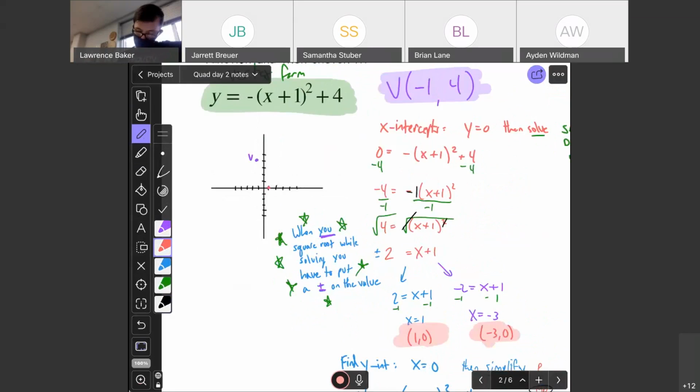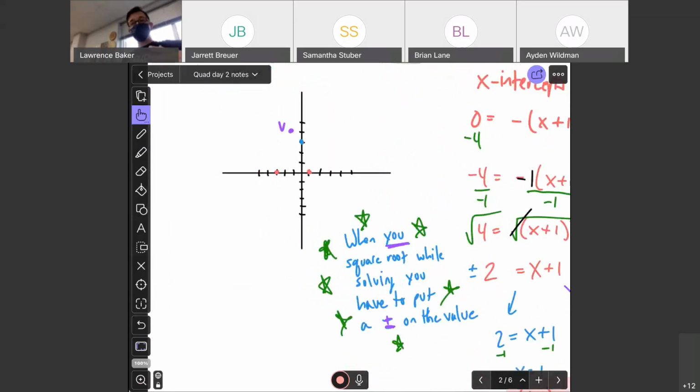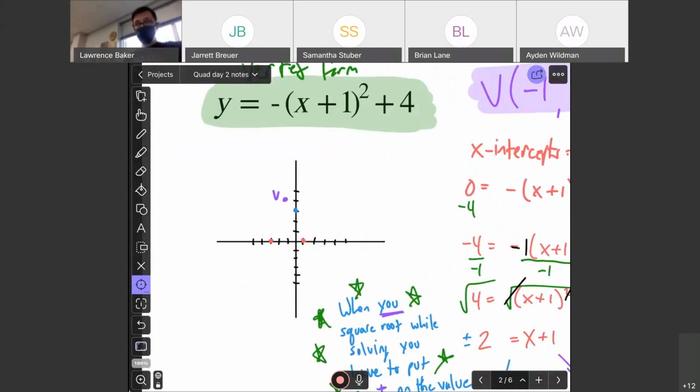The x-intercepts are 1, 0 and negative 3, 0. And then the y-intercept was at 0, 3, which is up here. I plotted the points we found. This is a parabola. It's going to be a U shape. We also know that it's going to be a reflected parabola, upside down, and instead of opening up, it's going to open down. The vertex is higher than all the other points. Okay, so this graph should curve down, look like this.